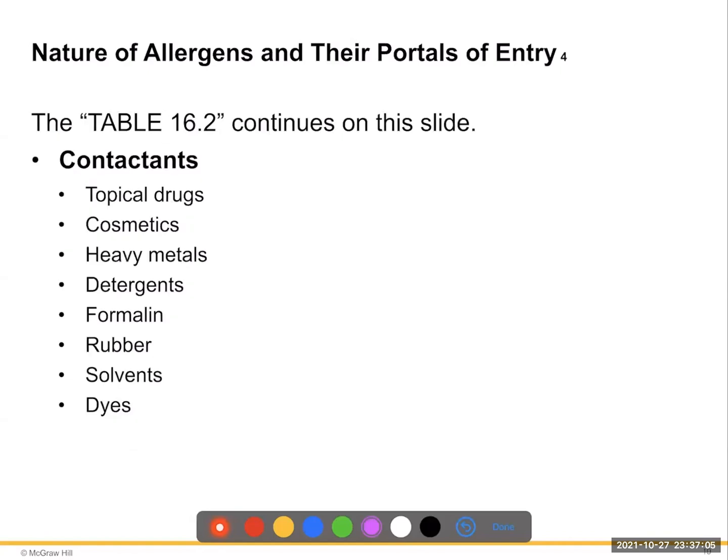Allergens that are contact, okay, topical drugs you place on your skin, cosmetics, okay, that would include certain types of soaps people use, stuff you wash your clothes in, okay, those have contact allergens. Heavy metals, detergents, oh, there you go, detergents. These are about different soaps. Formalin also, rubber, solvent, dyes. A lot of people are allergic to latex. Okay, that's a contact allergen.